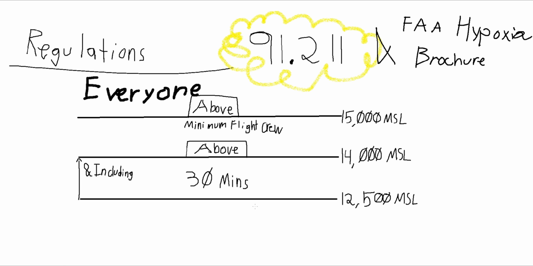Now, let's say we want to fly above 14,000 feet MSL, and we're going to only be between 12,500 and 14,000 feet MSL for roughly 10 minutes. Well, at 14,000 feet, all flight crew members are required to wear supplemental oxygen. Okay? No ifs, ands, or buts. You must wear supplemental oxygen above 14,000 feet, so 14,001 feet MSL. Now, if we keep climbing up to 15,000 feet MSL and above, everybody on that plane must be provided supplemental oxygen.